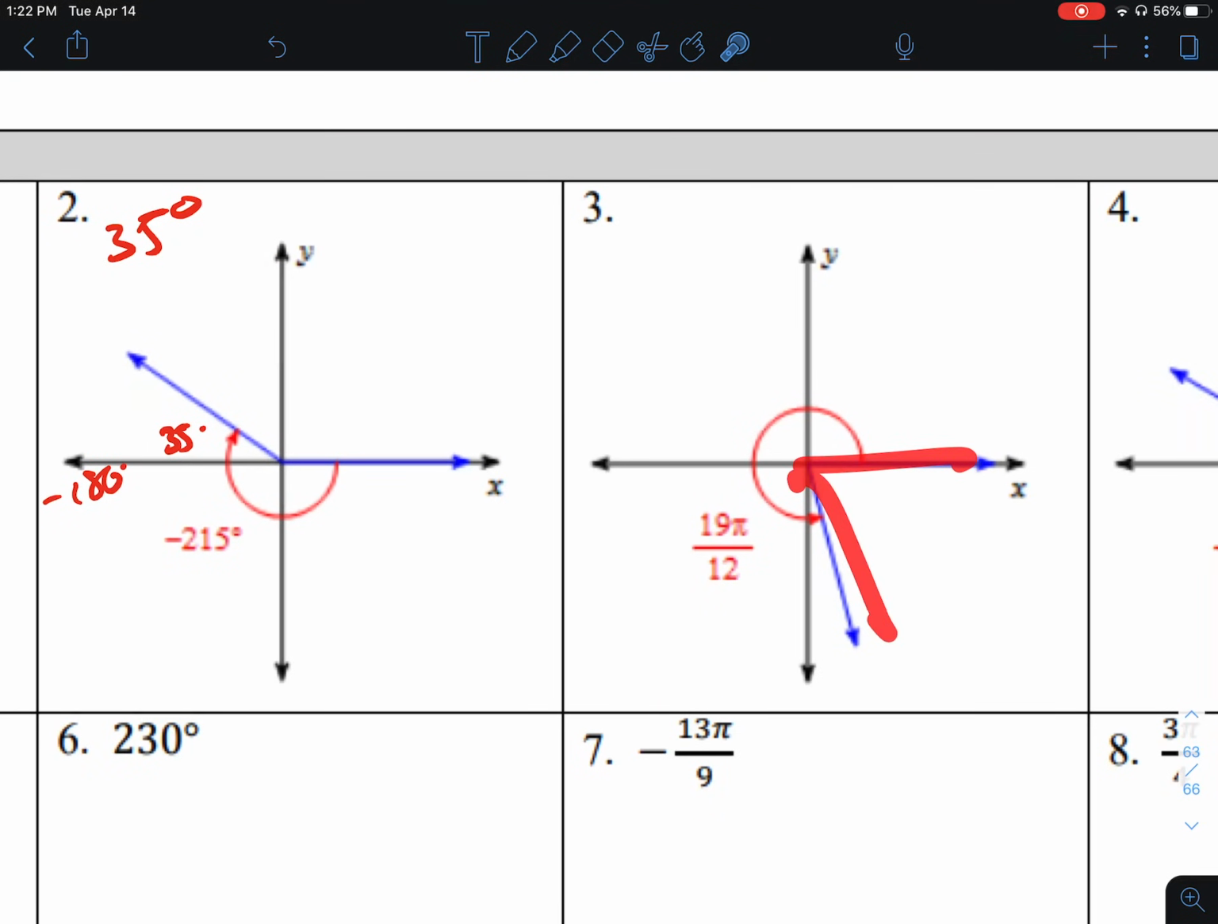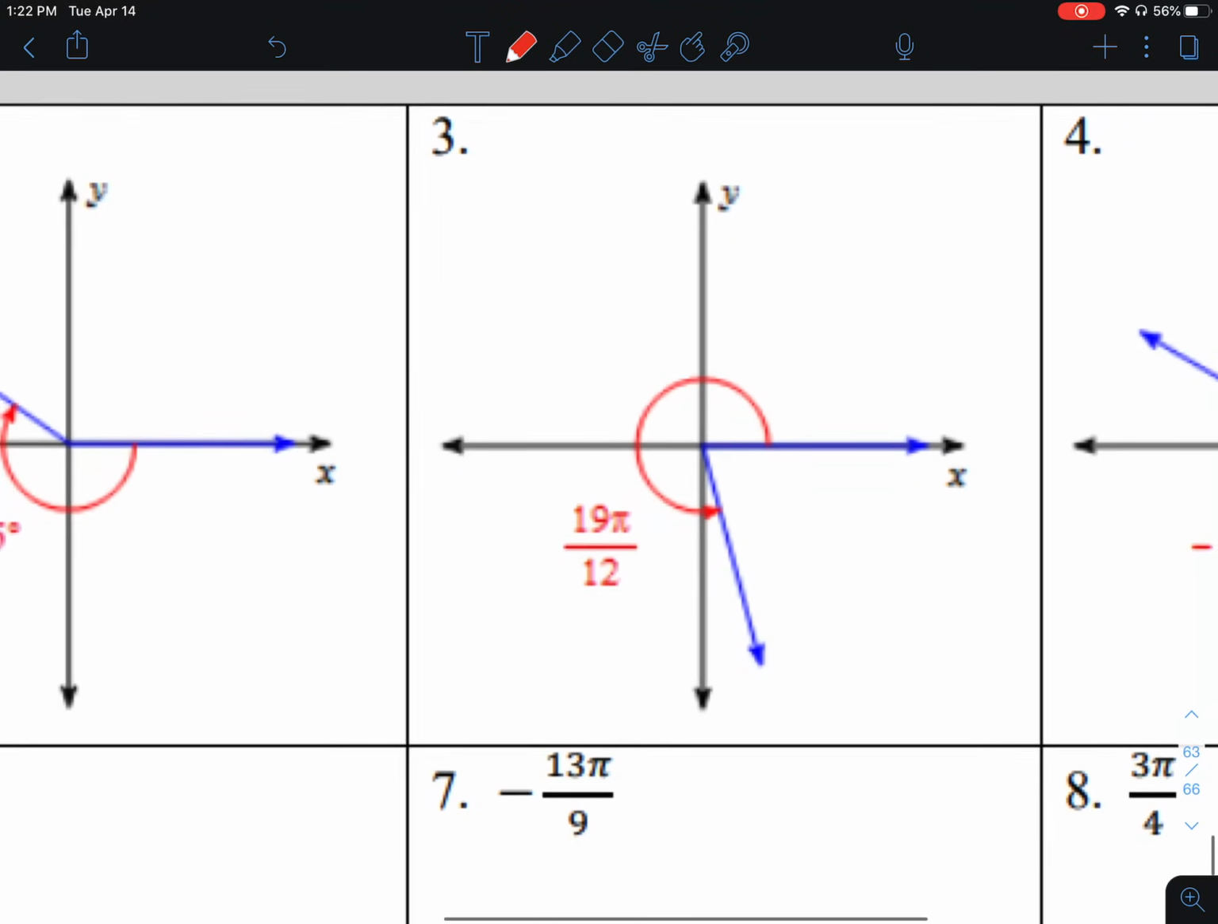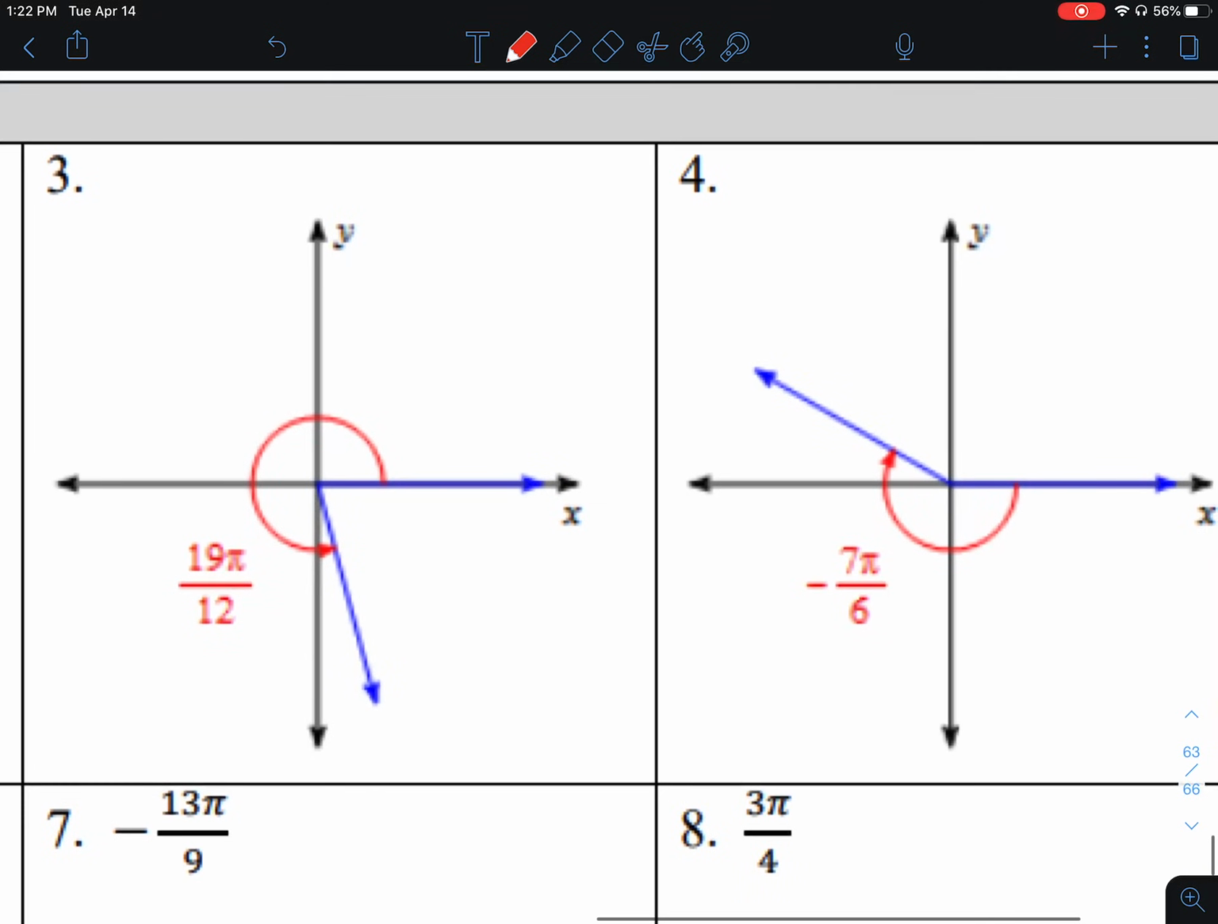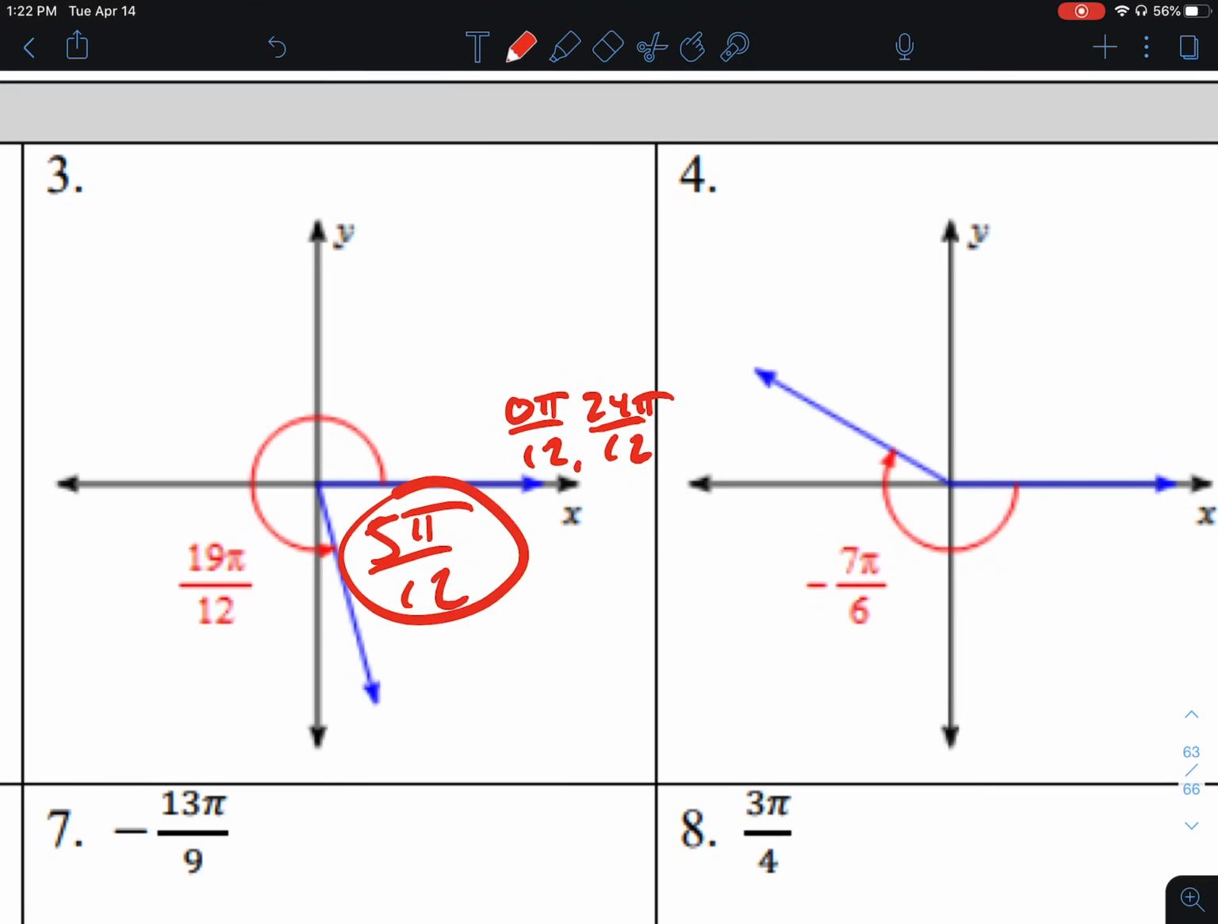Number three, we're looking for this angle here as the reference angle. This is counting by radians, so I'm going to mark the quadrantal angles. So we got 0, pi over 12. Complete revolution is 24 pi over 12. This is 19 pi over 12. So the difference between 24 and 19, that is 5 pi over 12.